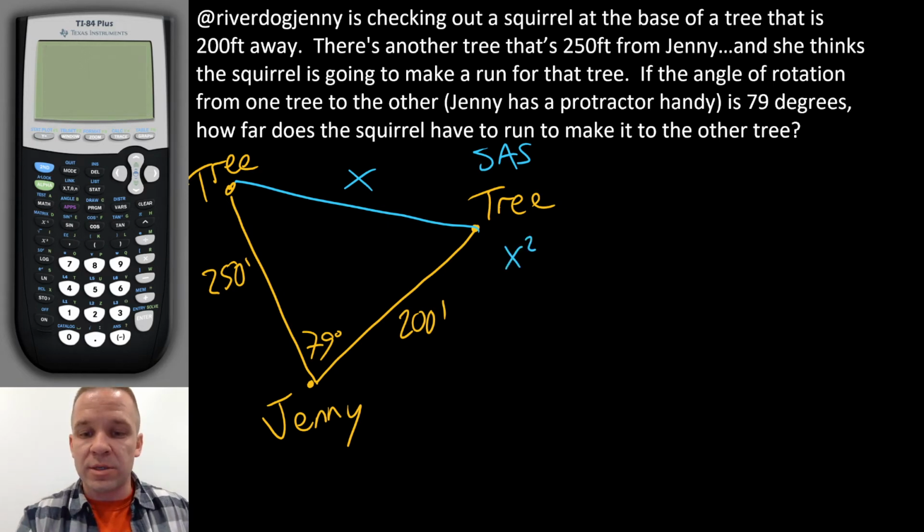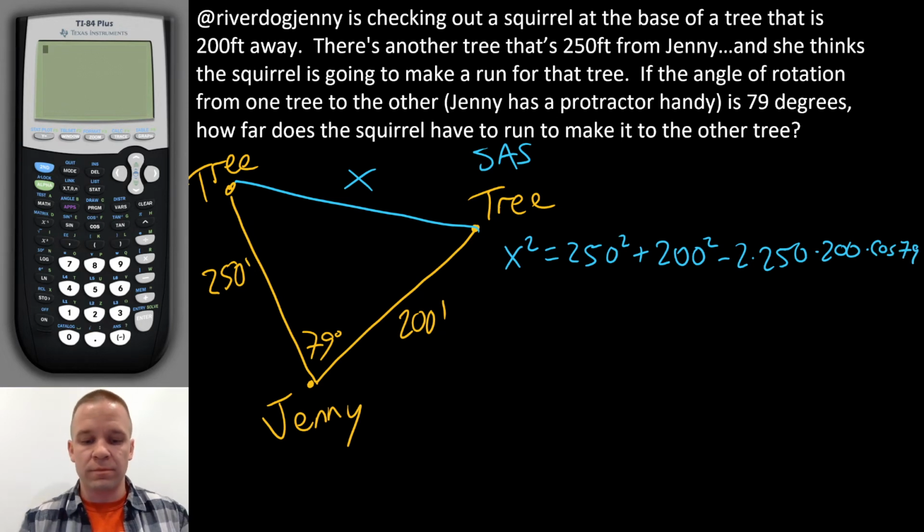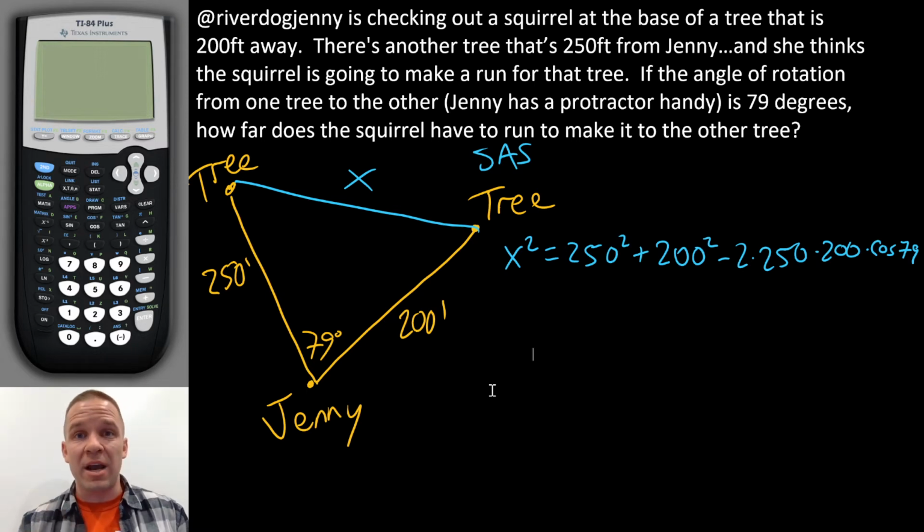It's going to be x squared equals 250 squared plus 200 squared, and it doesn't matter which order you do that in, minus 2 times 250 times 200 times cosine 79. Running out of room. So we're going to type that whole entire mess on the right-hand side into our calculator.